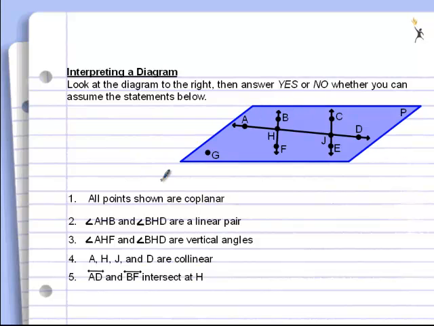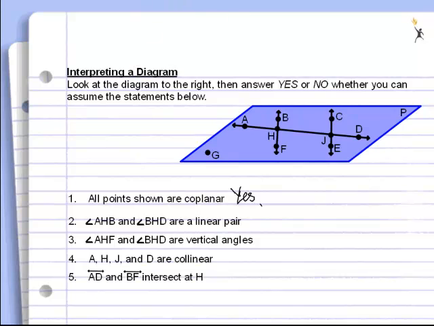Number 1 says all points shown are coplanar. Can you tell that all these points drawn are in the same plane? The answer is yes, you can. In plane P, we can see every point is drawn. Now, if there was a point out here that was labeled R, well, then it would have to be no, because it's clearly not inside plane P. But as far as we know, all these points are inside plane P. Let's look at number 2.